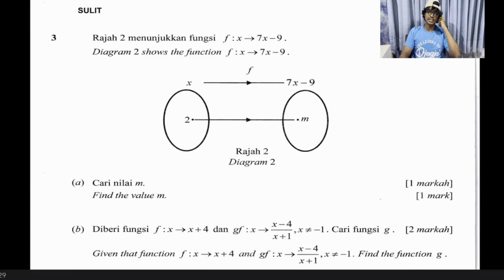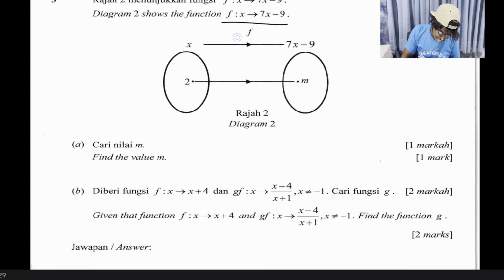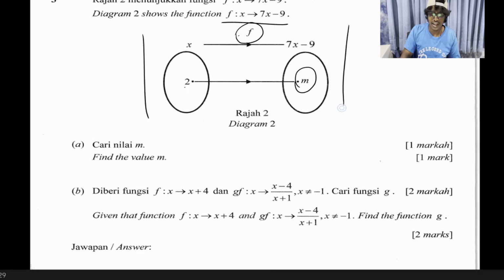Okay. Functions is super easy to score because there isn't such a thing as a hard question when it comes to functions. So the only key is that you have to see every information and write down every information that you see. So we see here f(x) equals to 7x minus 9. And the second thing they show here is this f thing. When I first started Form 4, I didn't understand this whole circle and arrow thingy. But now I get it and I will teach you as well.